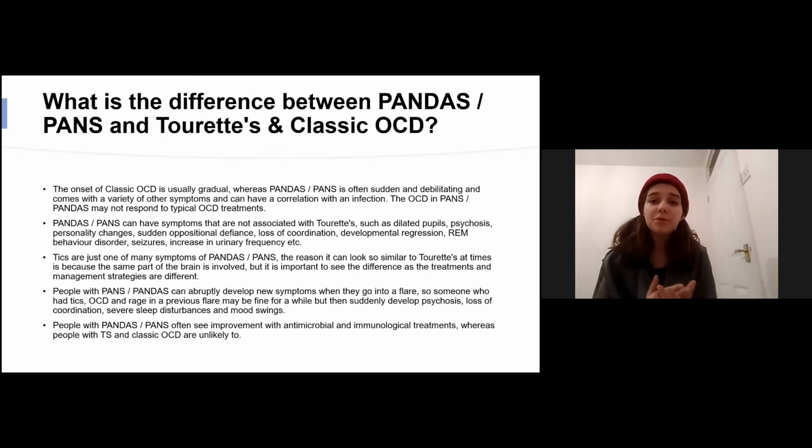People with PANDAS PANS can abruptly develop new symptoms when they go into a flare. So maybe when they were younger, they had tics, OCD, and rages. Then they're fine for a few years, and then suddenly they become completely dysfunctional, can't think straight, have psychosis, mood swings, sleep disturbances, loss of coordination, and more. So it is very abrupt, very episodic. And people with PANDAS PANS do often see an improvement with antimicrobial and immunological treatments, but people with classic Tourette syndrome and OCD typically don't see that sort of improvement with that sort of treatment.